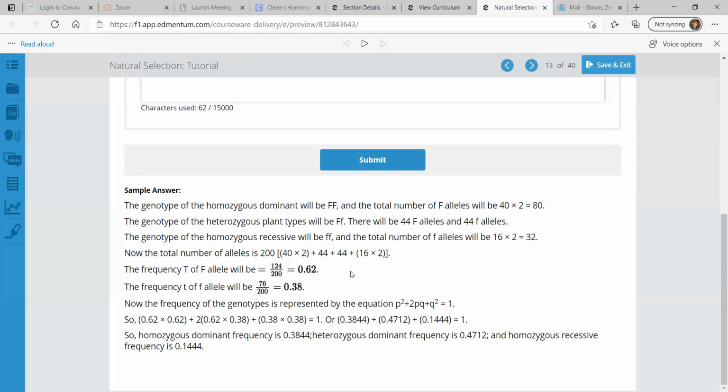0.1444. So if you look at this equation, that first part will give you the equilibrium frequency for the homozygous dominant. Then we have this second part that'll give us the heterozygous. Then we have the homozygous recessive frequency in that third part.